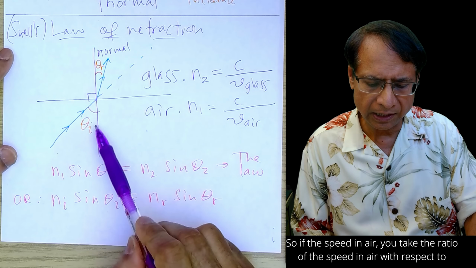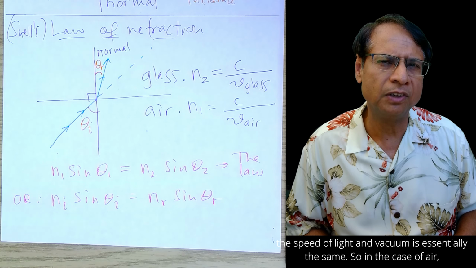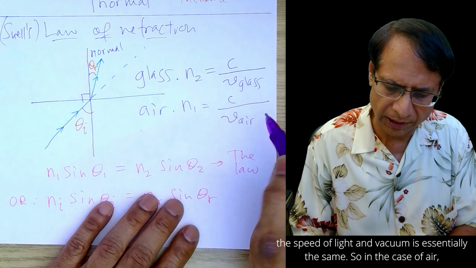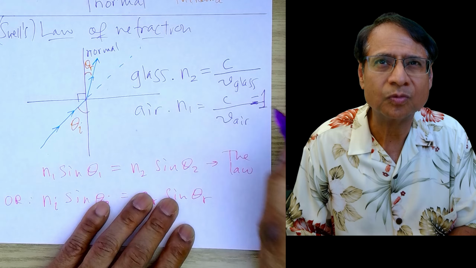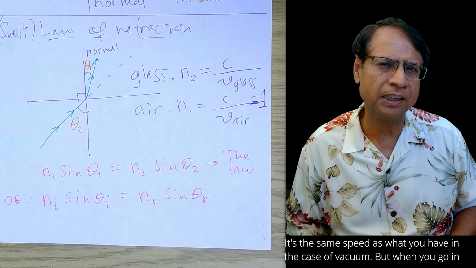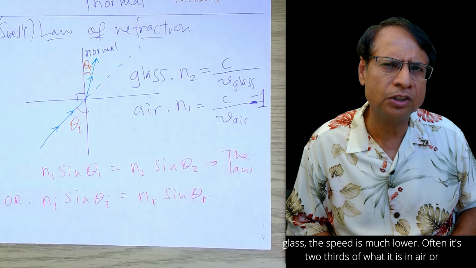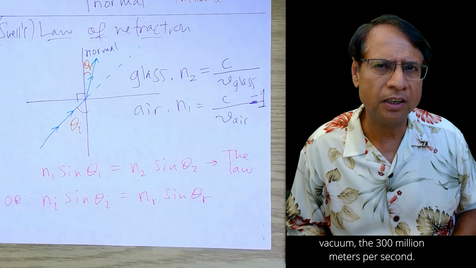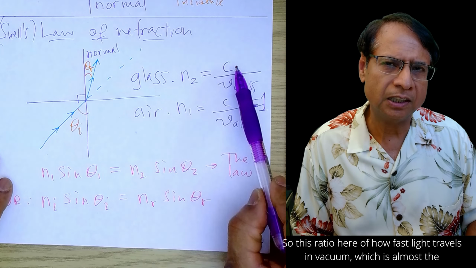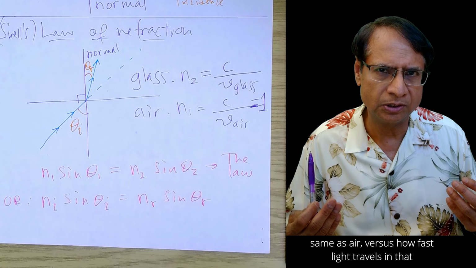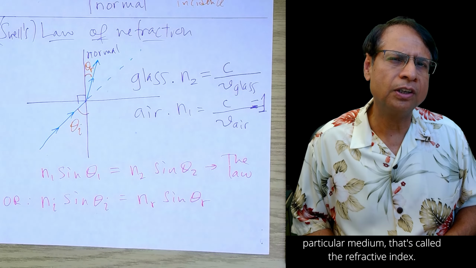If you take the ratio of the speed in air with respect to the speed of light in vacuum, it is essentially the same. So in the case of air, this thing is just equal to 1 over here. It's the same speed as what you have in the case of vacuum. But when you go in glass, the speed is much lower. Often it's 2/3 of what it is in air or vacuum, the 300 million meters per second. So this ratio of how fast light travels in vacuum, which is almost the same as air, versus how fast light travels in that particular medium, is called the refractive index.